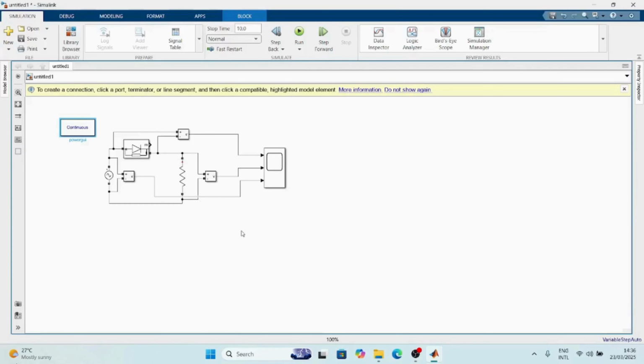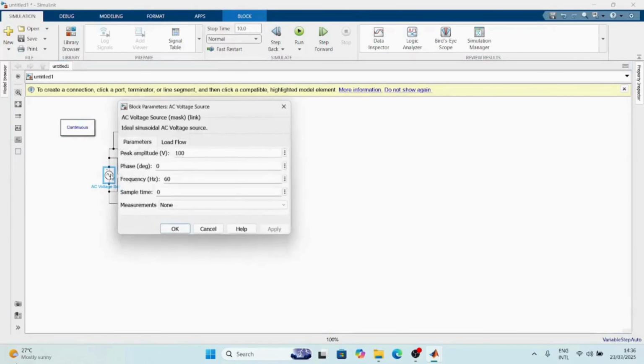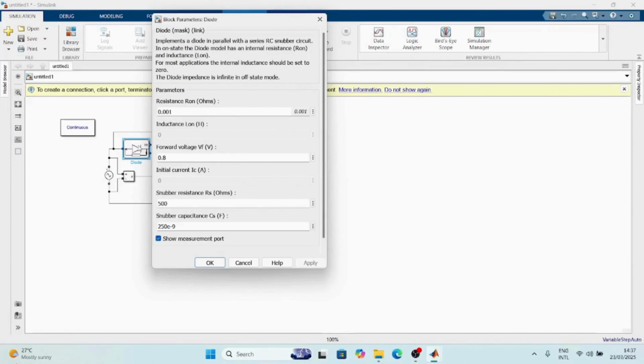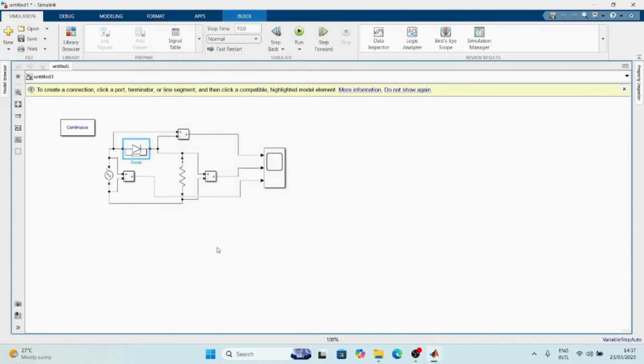We will now change the parameters of each block. First, the AC voltage source. The peak amplitude is 120 times the square root of 2, with a frequency of 60 hertz. Then, in the diode block, we won't need to change the values except the forward voltage of the diode, which for a silicon diode is commonly 0.7 volts. And we won't need to show the measurement port, so we're going to disable it. In the resistor load, I will use 100 ohms.